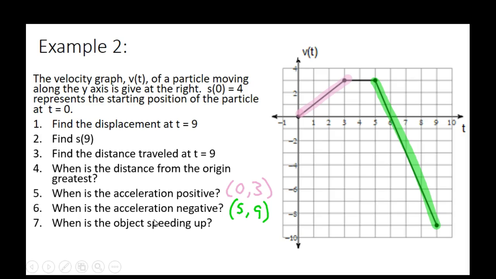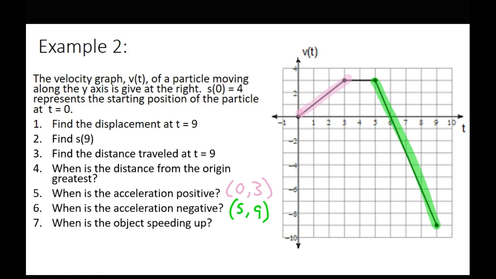When is the object speeding up? Now, that's a little bit of an involved question here. So I'm going to show my work up here. In order for this thing to be speeding up, one of two things has to be happening. You either have to have a positive velocity and a positive acceleration, or you can have a negative velocity and a negative acceleration. Remember how we said that whenever their signs match, it's speeding up, right?